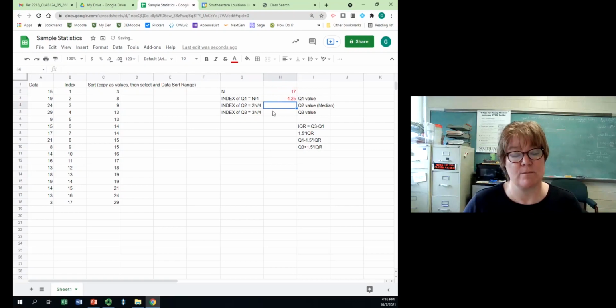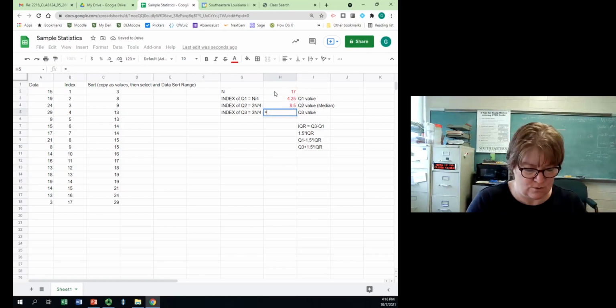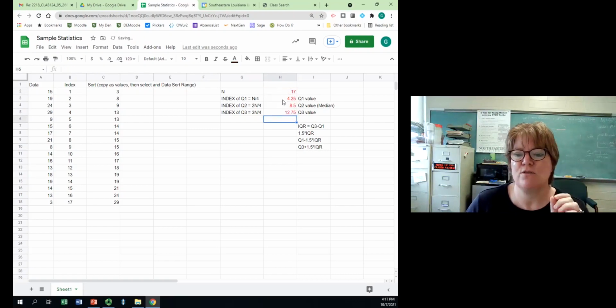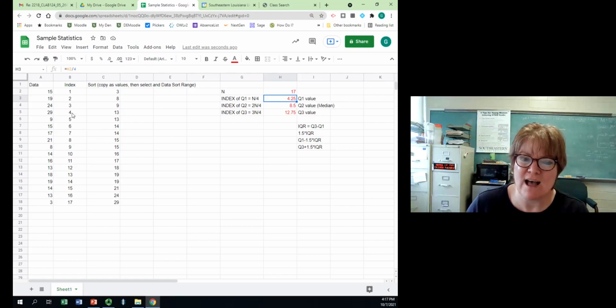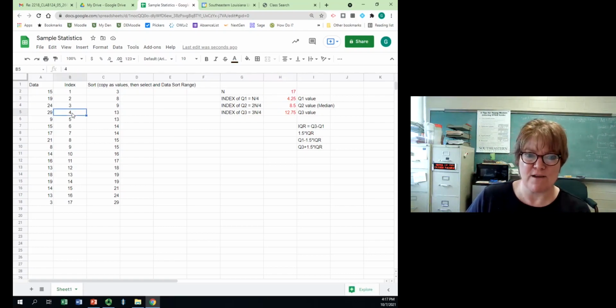So it's 4.5. And this equals 17 divided by 2, or 2/4, equals 3 times 17 divided by 4. So 3/4 of 17. Notice it tells me which value will be my Q1, my Q2 and my Q3. So for my Q1, it says 4.25. Well, I don't have a 4.25 value. I have a 4 value and I have a 5 value. So I'm going to average between these two values.